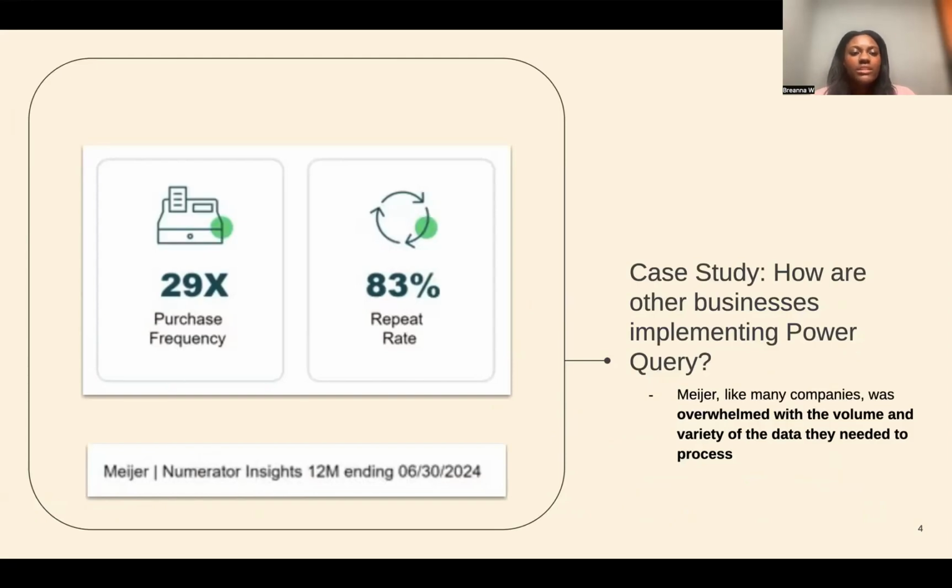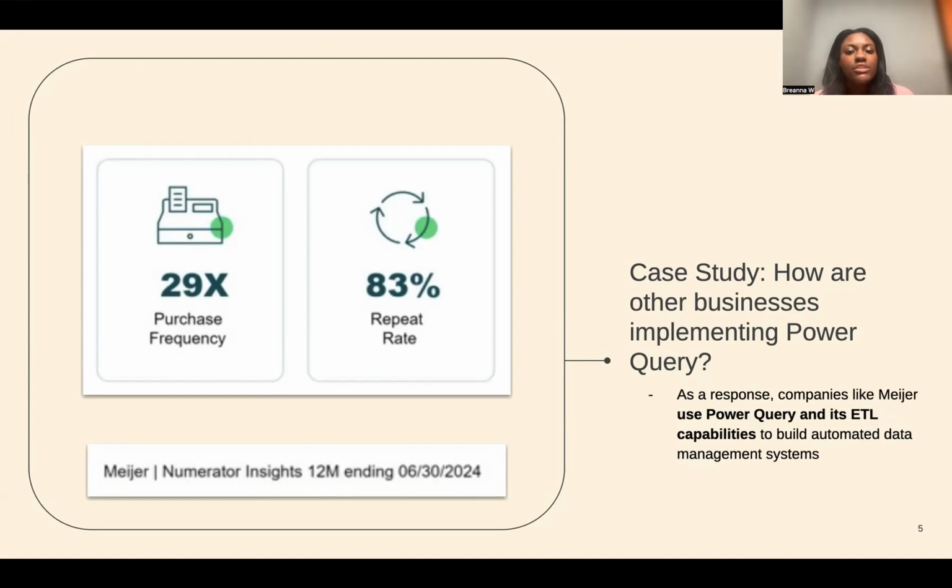So let's start with a case study. Our case study focuses on Meijer, which is a supermarket chain that was dealing with a very common issue that many companies deal with. And that is being very overwhelmed with the volume of data that they had to handle, right? A lot of it was very messy, and they spent a lot of time in the process of cleaning this data to make it usable.